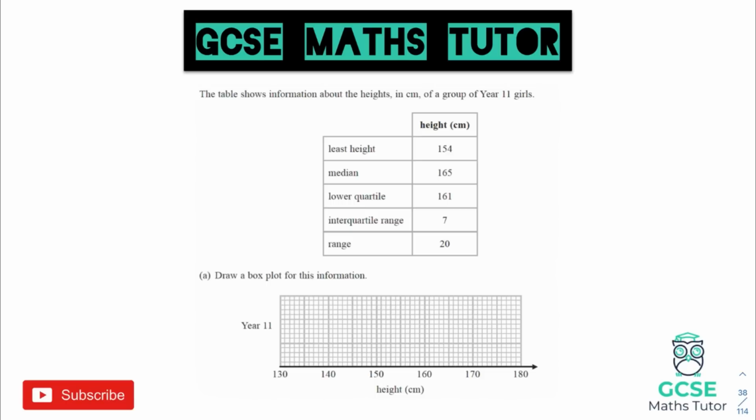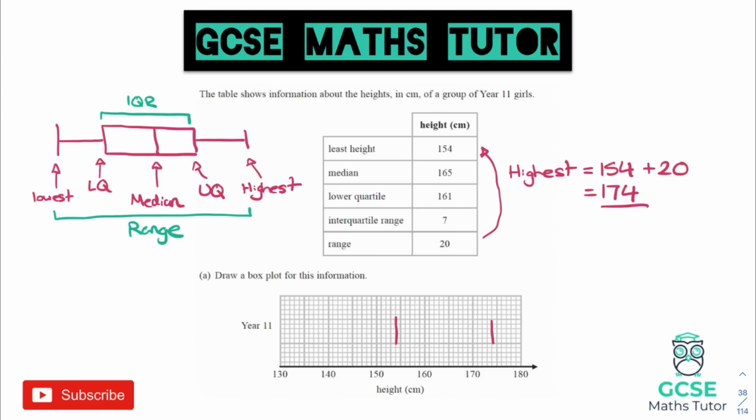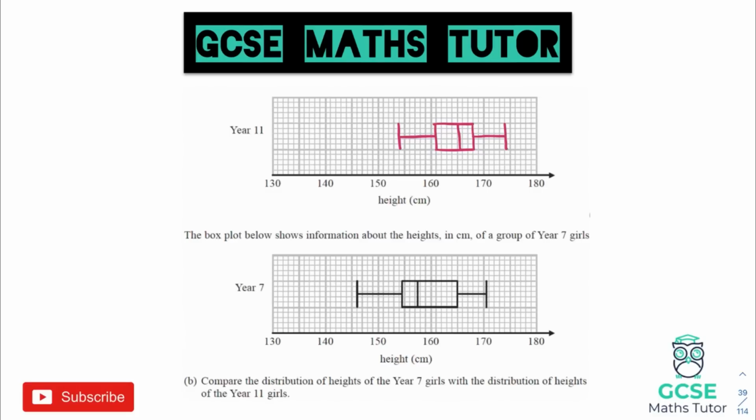If you have to draw a box plot, just need to remember exactly what a box plot looks like. So it's going to look something like this. So go through any numbers or a table and figure out where those numbers are. So for this one, we are given a few of the values like the least, median, lower quartile, interquartile range, and the range. So if we put them in, the range will help us get from the least to the highest. We've also got the quartiles and the quartile range, so we can move between those and draw our box plot.